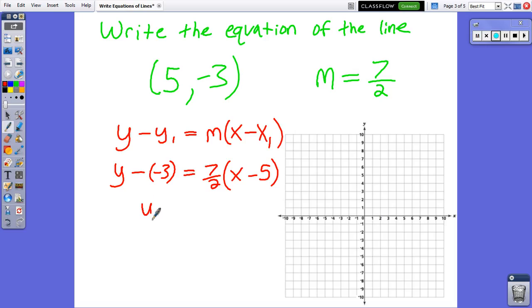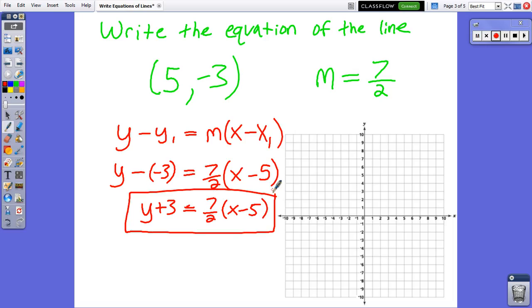We could simplify this a little bit. Minus negative 3 is the same as plus 3. That would be the point-slope form of the equation. If we wanted to change it into slope-intercept form, we would have to distribute the 7/2 through the parentheses to x minus 5, and then subtract 3 from both sides. You can do that to convert from one form to the other.